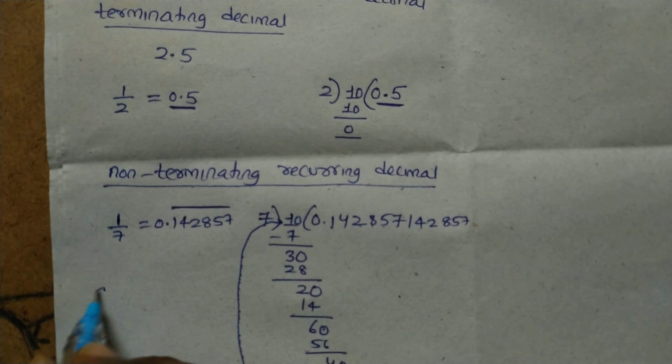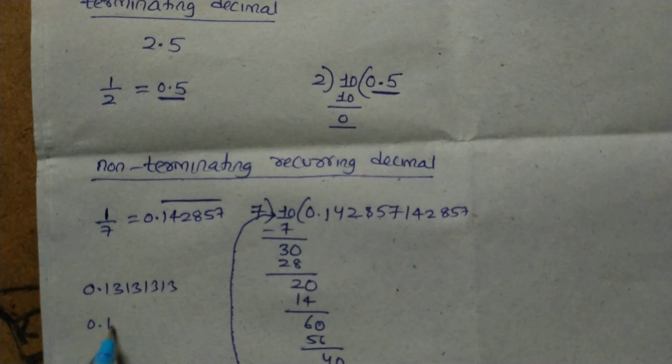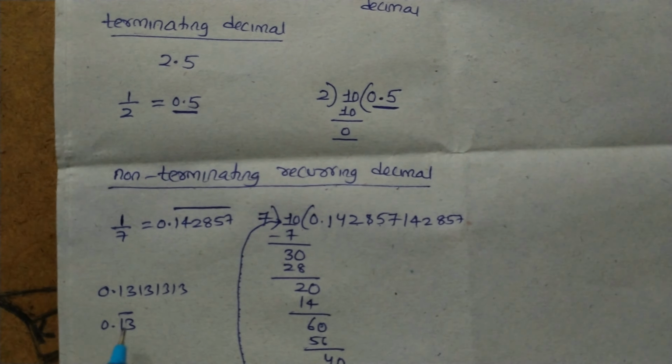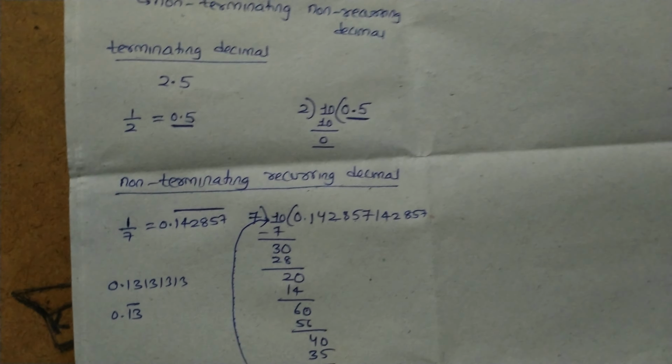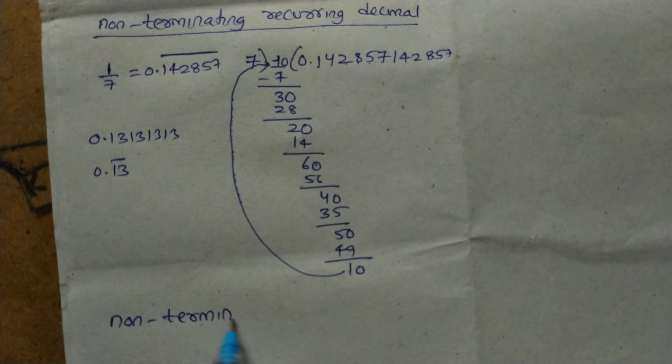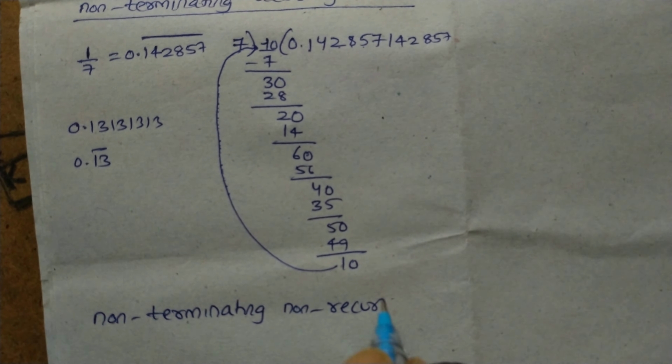Suppose I take 0.13131313, you can simply write 0.13 bar. This is a non-terminating recurring decimal. What is a non-terminating non-recurring decimal then? Last thing, what is a non-terminating and non-recurring decimal?